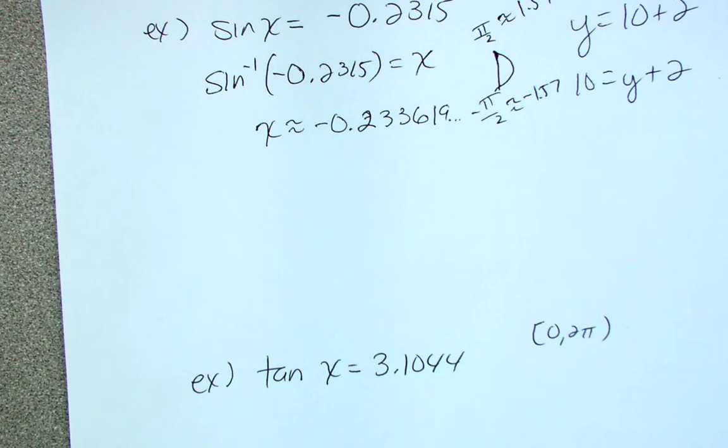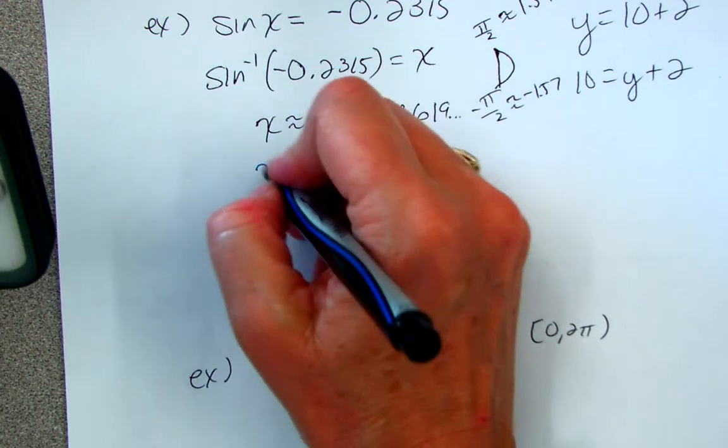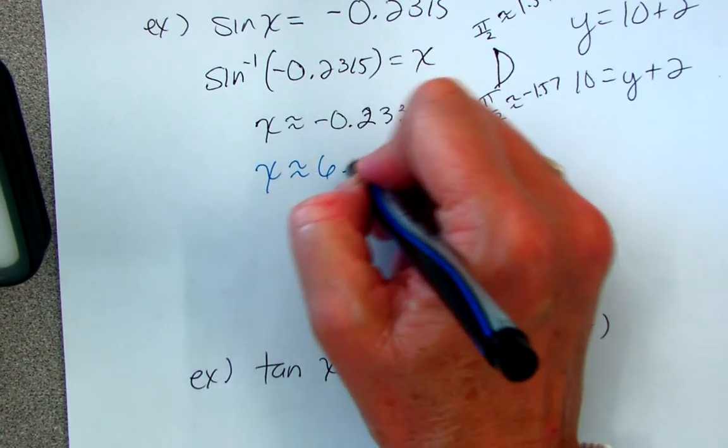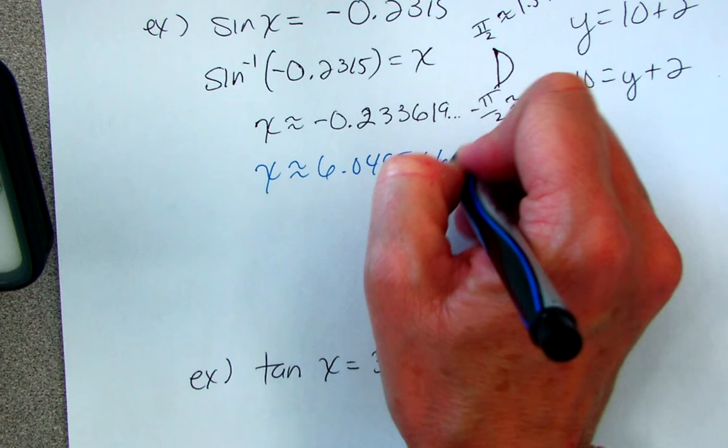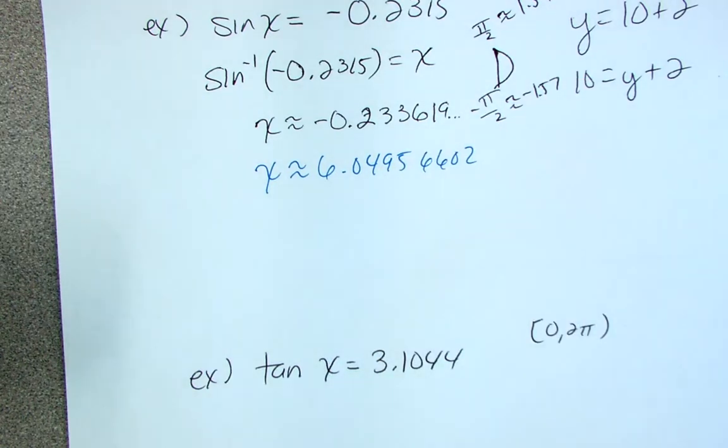Add 2 pi. So we'll add 2 pi to that. And 2 pi in our calculator has to be adding 2 times pi, right? So I'm going to add 2 times pi equals, and now I get something like x is approximately 6.049566, blah, blah, blah, right?